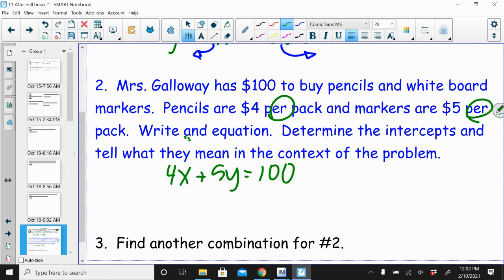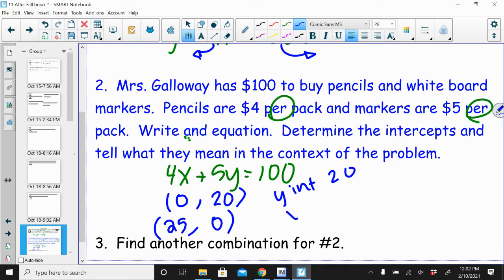So I could go 0 here and 20 right there. How did I get 20? 100 divided by 5 is 20. Or I could do 0 here and 25 here. You may not have done it this way. You may have said that the y-intercept was 20 and the x-intercept was 25. That is fine too.